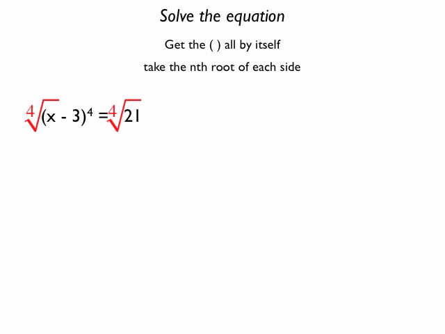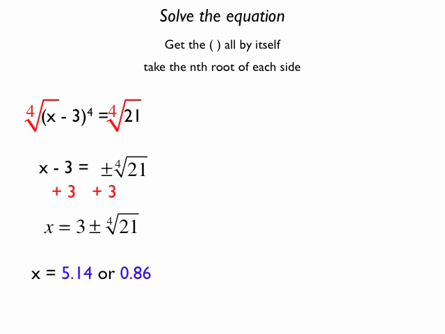root of each side. Now the fourth root of (x minus 3) to the fourth power is x minus 3. And 21 is not a perfect fourth. You'll notice that there's no number in your list where if you raise it to the fourth power, you're going to get 21. So we'll just write it as plus or minus the fourth root of 21. Now we're going to add 3 to both sides, and we get x equals 3 plus or minus the fourth root of 21. Tomorrow we'll talk about how to use our calculator to estimate what these decimals are. In this case, we get 5.14 or 0.86.